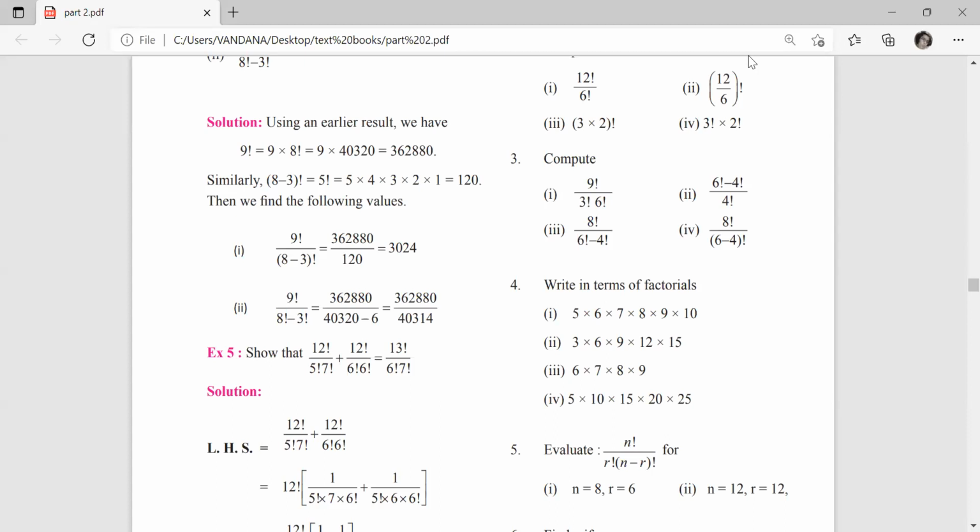Question 4 is write in terms of factorial. And the first one is 5 into 6 into 7 into 8 into 9 into 10. Even if I say that this is 10 factorial, 4 factorial is missing here. 4 into 3 into 2 into 1 is missing here. So we will multiply and divide by 4 factorial here. So this will be 10 factorial upon 4 factorial. We have expressed in terms of factorial.